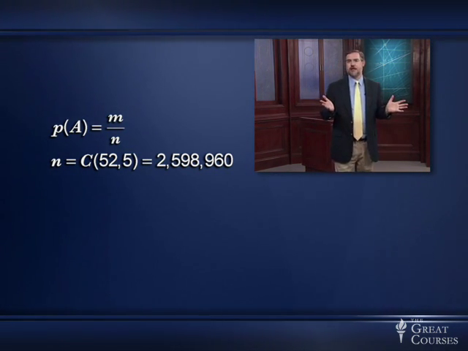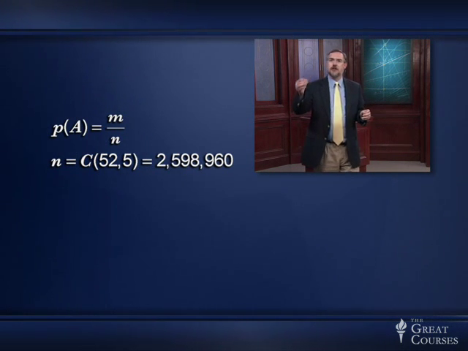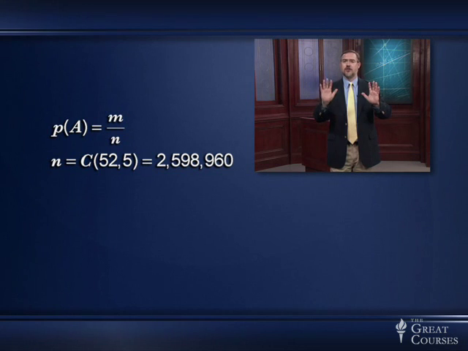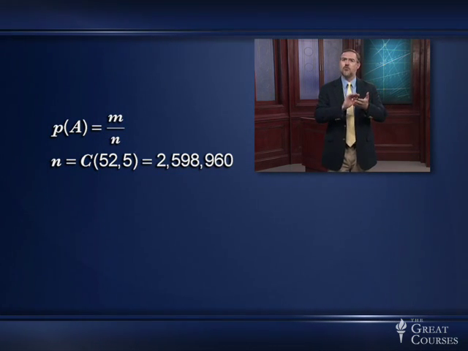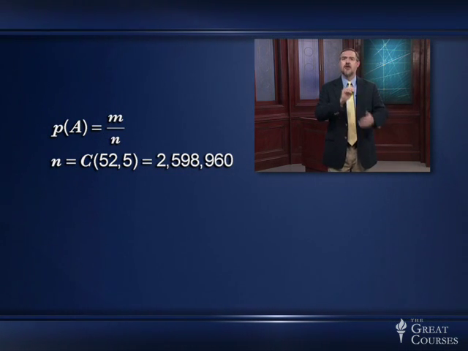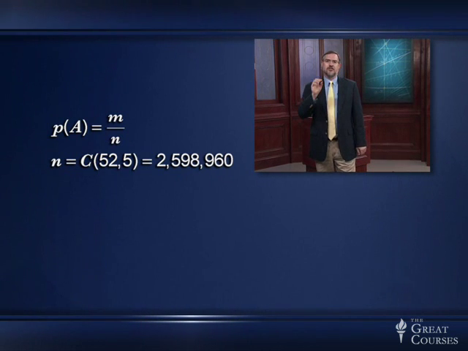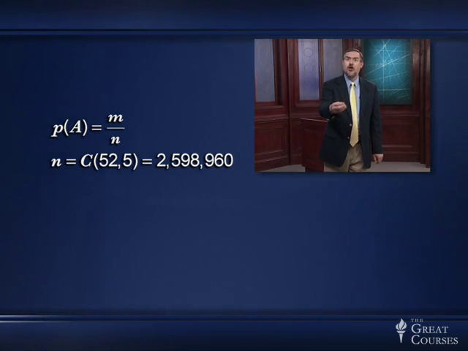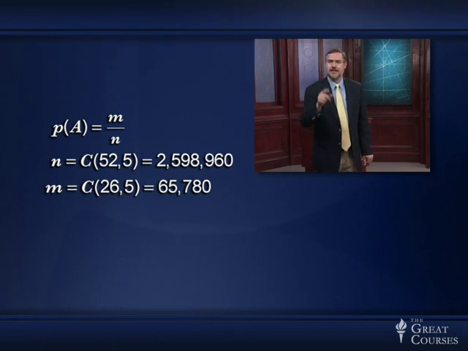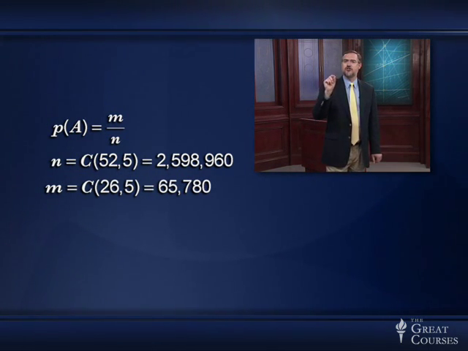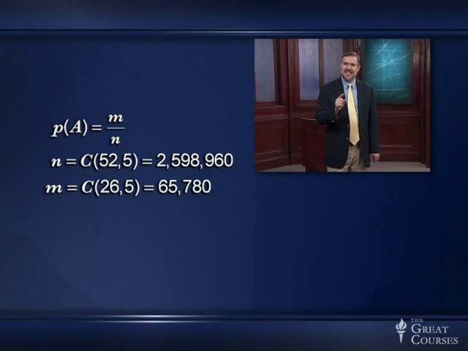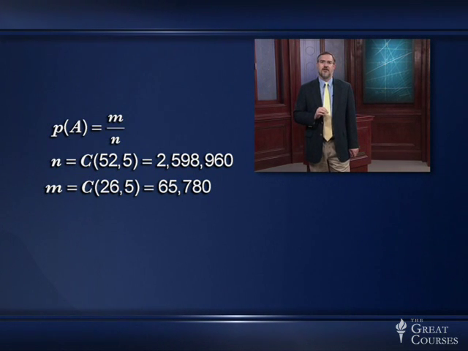Remember, there are 26 black cards. There are 13 clubs and 13 spades. And I'm not worried about which of the clubs or spades I get. I'm only worried about the color of the card. So this means that the total number of hands that you might want to have dealt to you, which is the numerator of your probability, is exactly the number of ways to choose 5 of those 26 black cards. And the number of ways to do that is C of 26, 5.